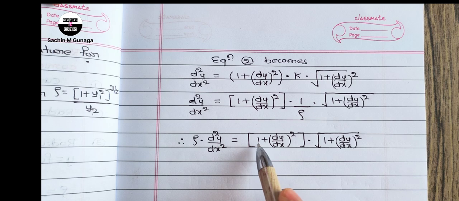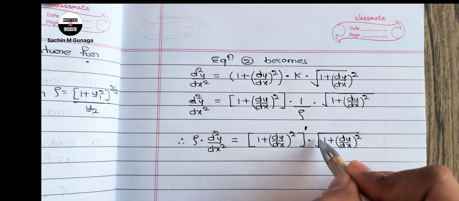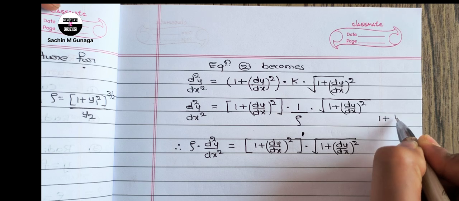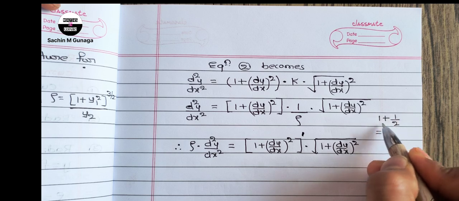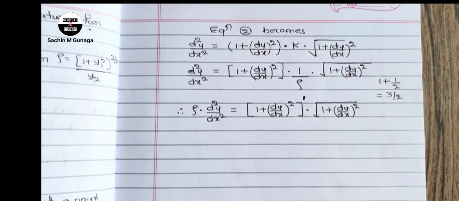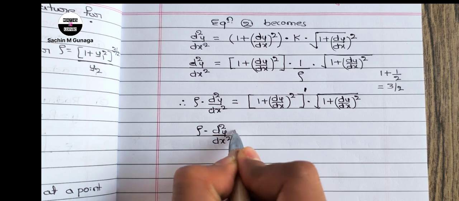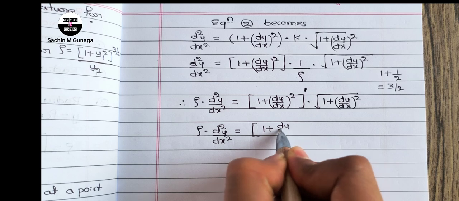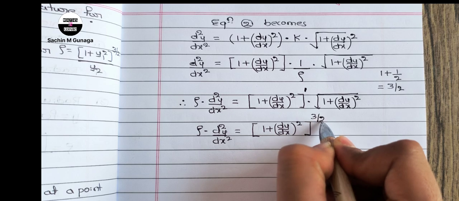Next, here in 1 plus (dy by dx) whole squared, the power is nothing but 1. If I remove the square root, that square root becomes 1 divided by 2. So 1 plus 1 divided by 2. The basis will remain the same, we add the power. If I take the LCM, 1 plus 1 by 2 becomes 3 divided by 2. Therefore, rho into d square y divided by dx square is equal to, this can be written as bracket 1 plus (dy divided by dx) whole squared raised to 3 divided by 2.